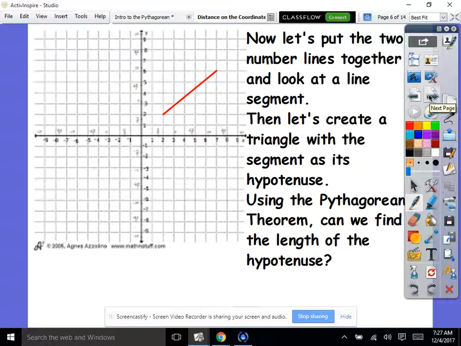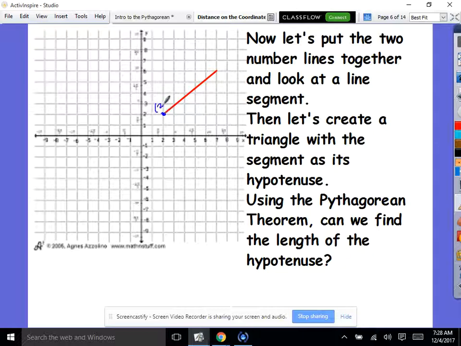All right, now let's put the two number lines together and look at a line segment. And here we have a line segment, and let's look at the points of that line segment. This one would be 2, 2, and this one is 7, 6. All right, so let's create a triangle with this segment being the hypotenuse. And the way I'm going to do that, I will draw a horizontal line and a vertical line. And that makes our right triangle.